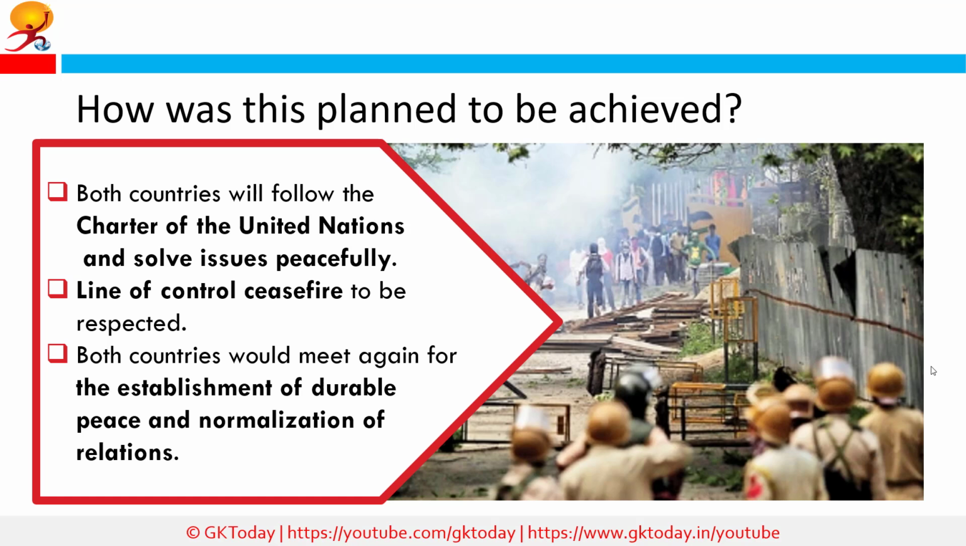So how was this going to be achieved? There were about three-point rules to this. The first one was, in order to achieve this objective, both the governments agreed that the principles and purposes of the Charter of the United Nations would govern bilateral relations, and differences would be resolved by peaceful means through bilateral negotiations or by any other peaceful means mutually agreed upon between them.